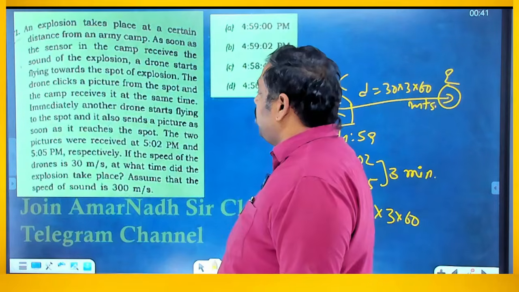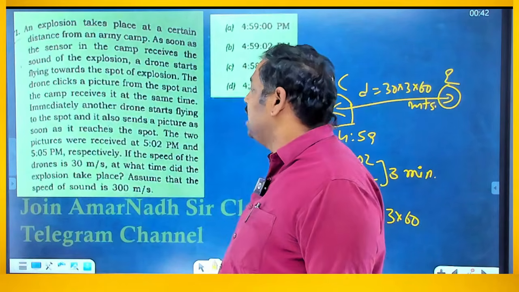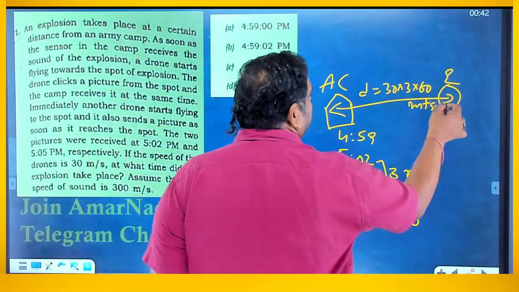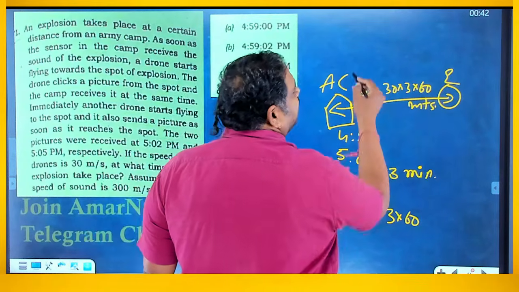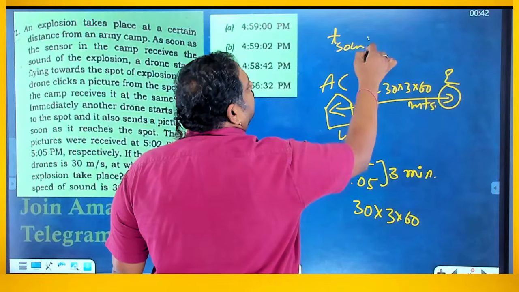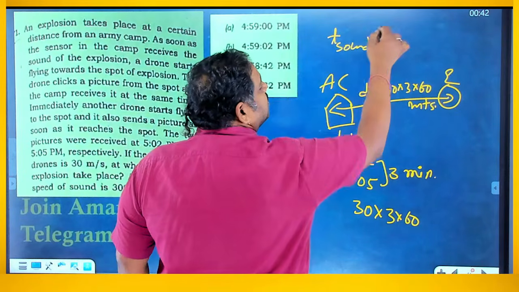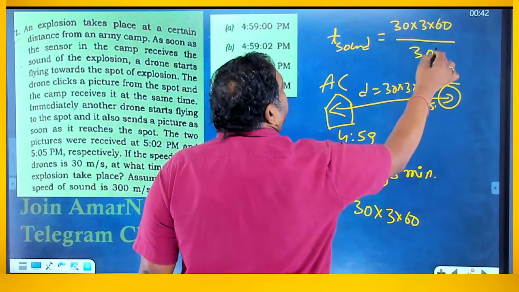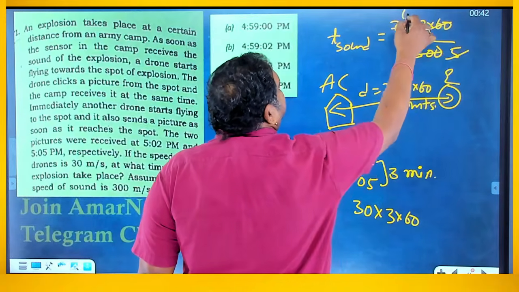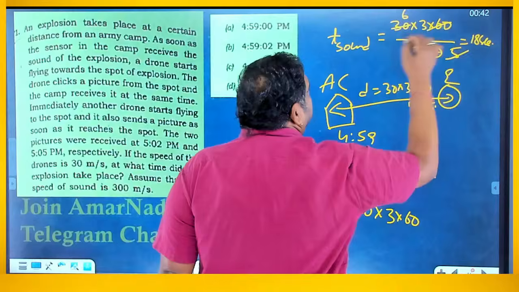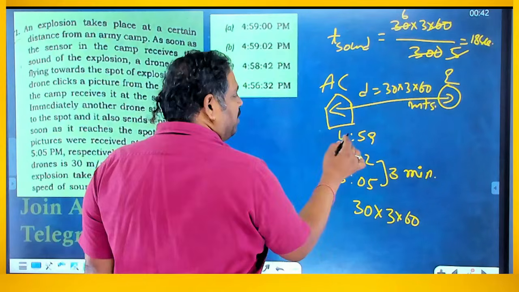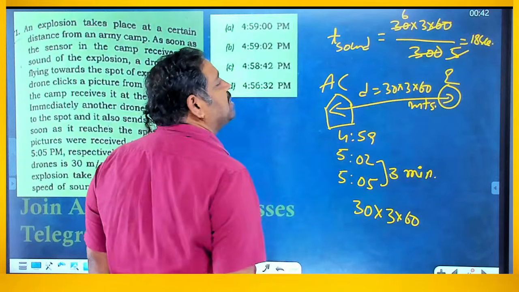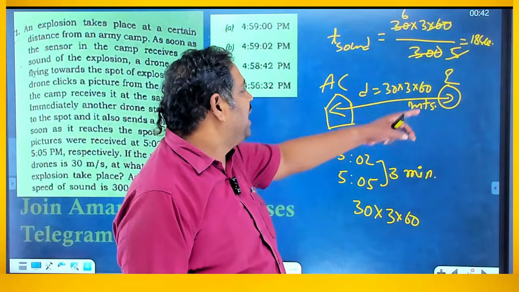So, at what time did the explosion take place? Assume that the speed of sound is 300 meters per second. The sound has to travel the same distance, right? How much time will it take? Time taken for sound to reach the army camp is distance by speed, 30 into 3 into 60 by 300, right? That is 18 seconds. So before this was started, 18 seconds ago, the explosion happened. Within 18 seconds, it reached.